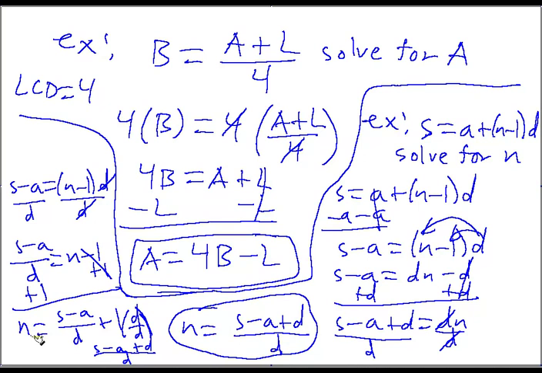So again, n is equal to S minus A over D plus 1 is also a correct answer. Let me write that again up here since I ran out of space. So we're saying n is equal to S minus A over D plus 1. This answer is also correct, as is this answer. But recognize that these two answers are exactly the same in fact.